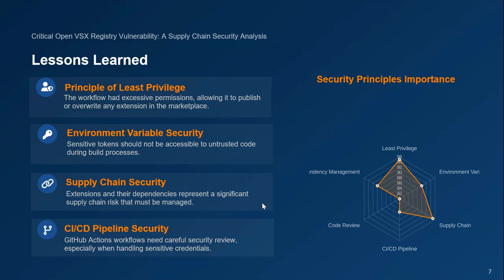This vulnerability teaches us several critical security principles. First, the principle of least privilege. The workflow had far more permissions than necessary. Second, environment variable security. Sensitive tokens should never be accessible to untrusted code during build processes. Third, supply chain security. We must recognize that extensions and their dependencies represent significant supply chain risks. Finally, CI/CD pipeline security. GitHub Actions workflows handling sensitive credentials need careful security review and proper isolation.